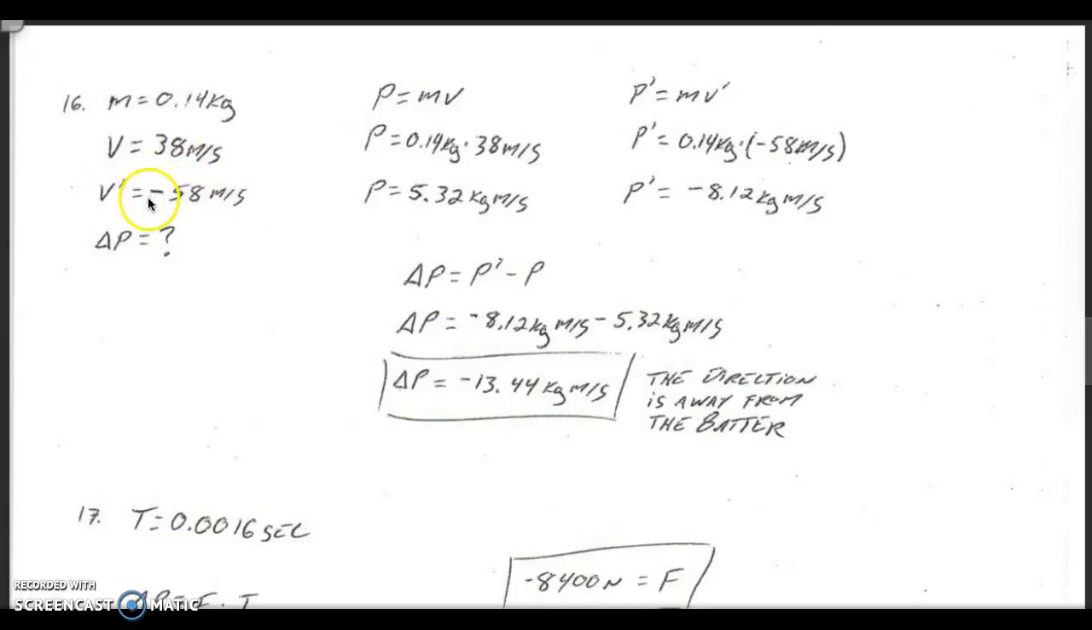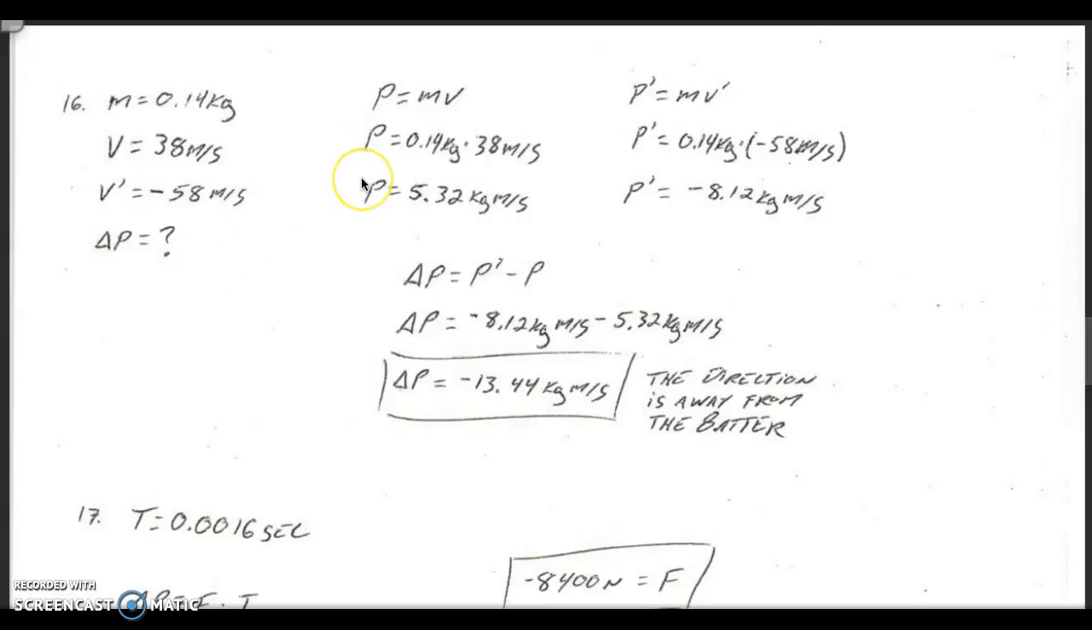Because it's in the opposite direction, we're going to say that's negative. Since we're going to say the pitch direction is positive, the other direction back towards the pitcher is negative. We want to find the impulse applied to the ball by the bat. The impulse is change in momentum. So all we have to do is figure out, well, what is the change in momentum?